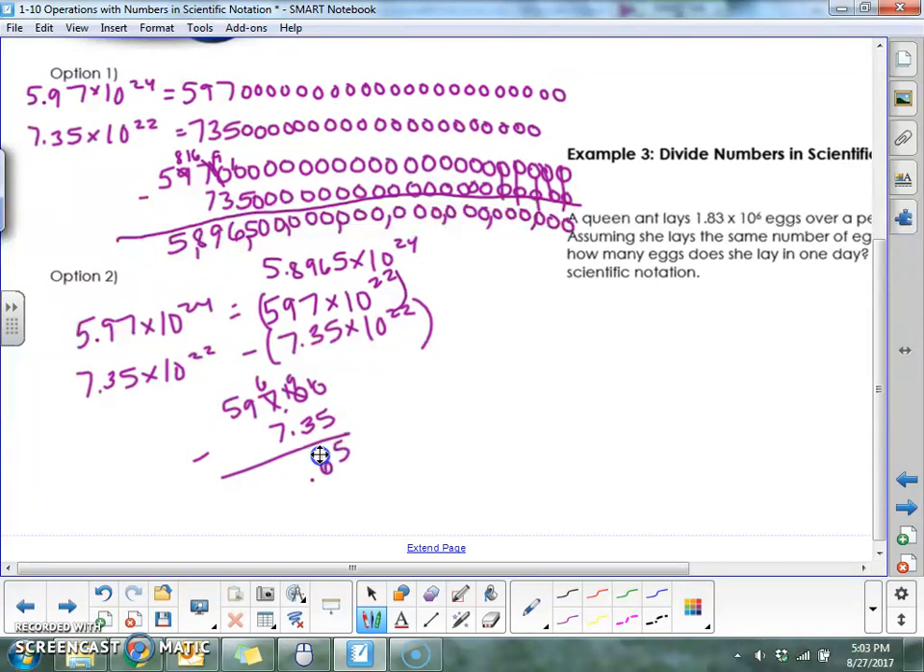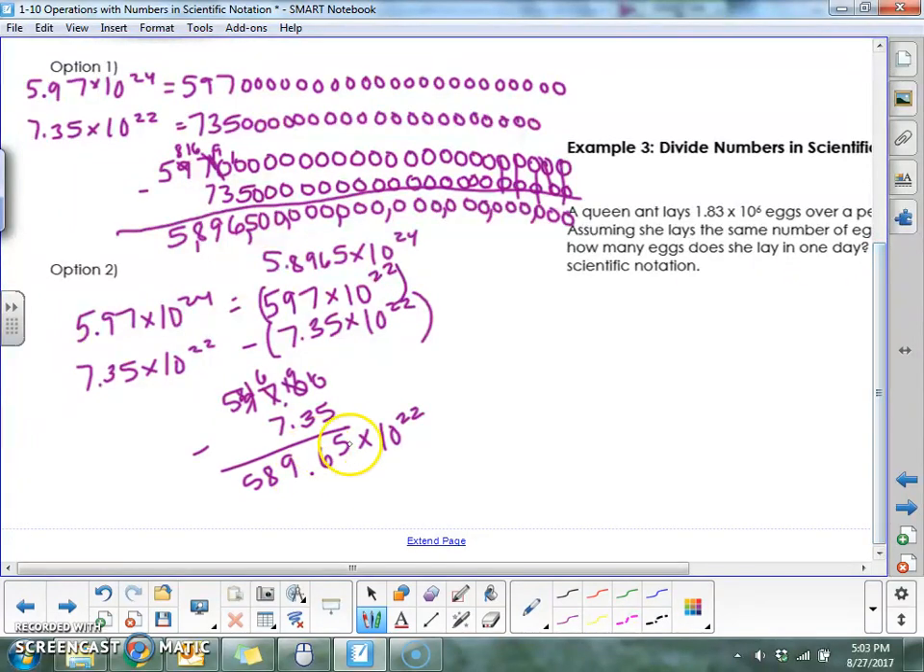I end up with 589.65 times 10 to the 22nd power. Okay, now this is not in scientific notation, so I need to move this decimal back 2 more places. Essentially, because I'm taking away some place values here, I need to add the place values that I took away back onto my powers of 10. So I'm going to end up with 5.8965 times 10 to the 24th.